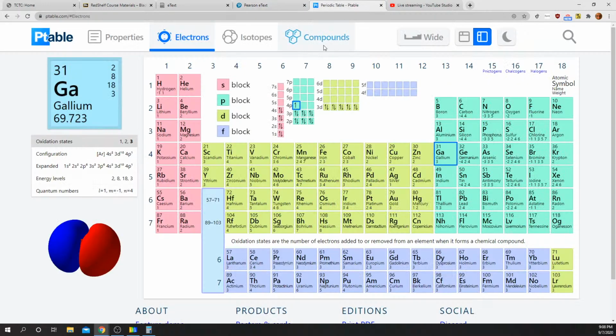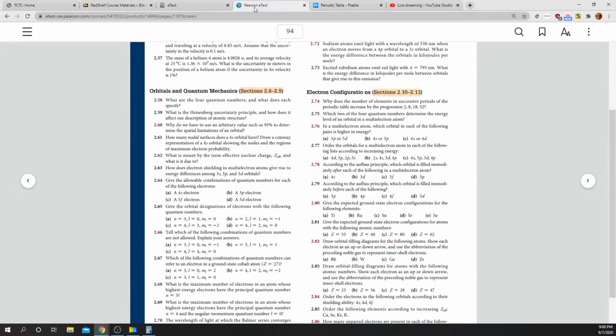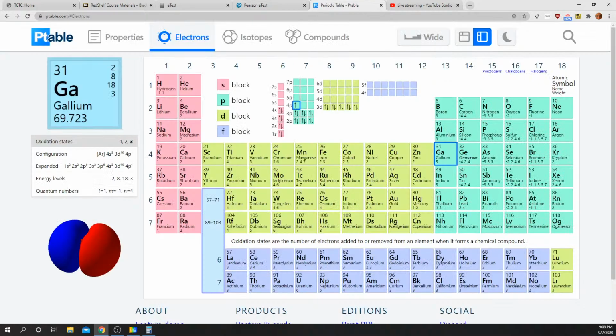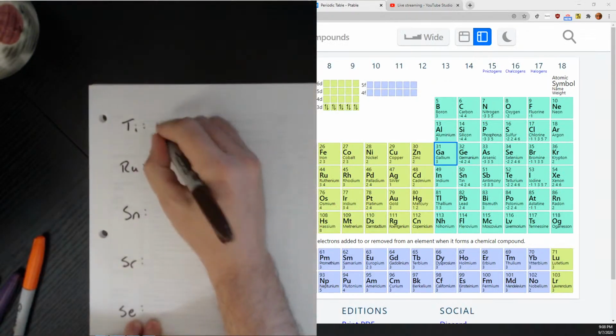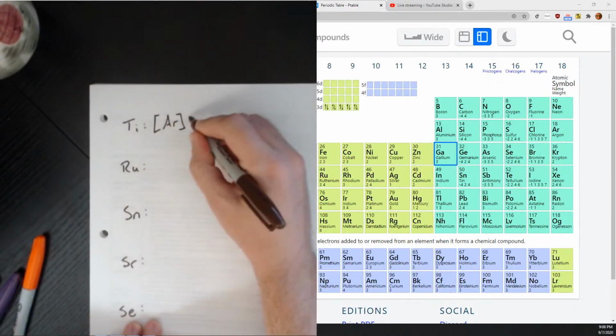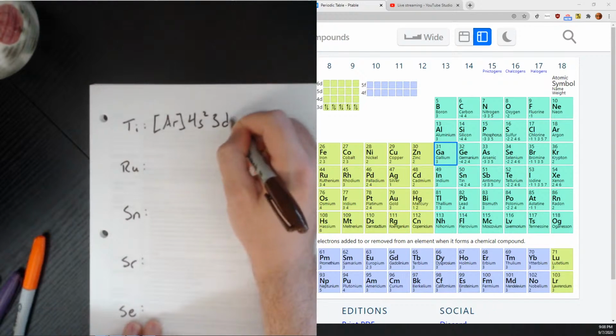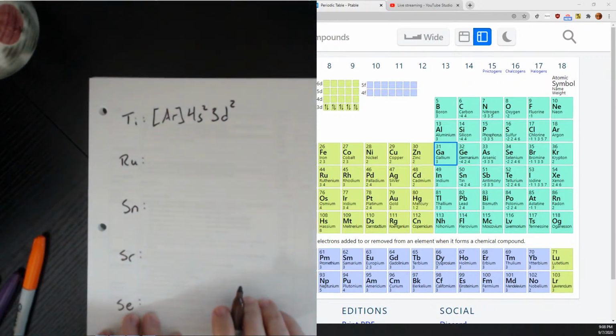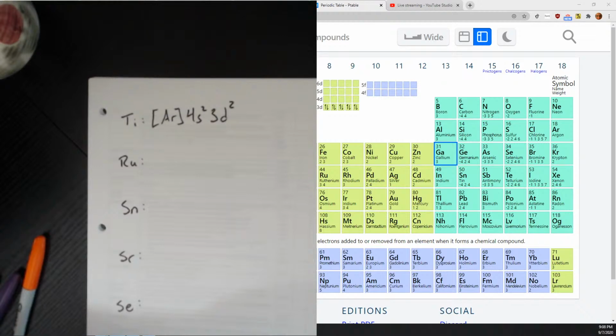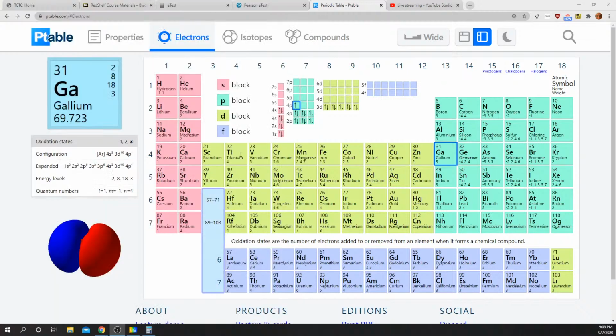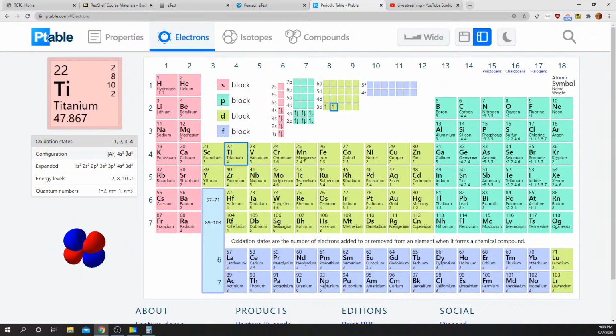All right, first up is titanium. Titanium is element 22. The previous noble gas is argon, and then it's in the second column of the 3d. So we're going to stop at 3d. Argon, 4s2, 3d2. No trouble there. And then we can check my answer on the periodic table by clicking here. Argon, 4s2, 3d2.